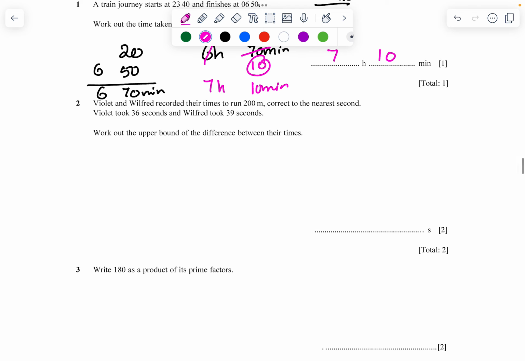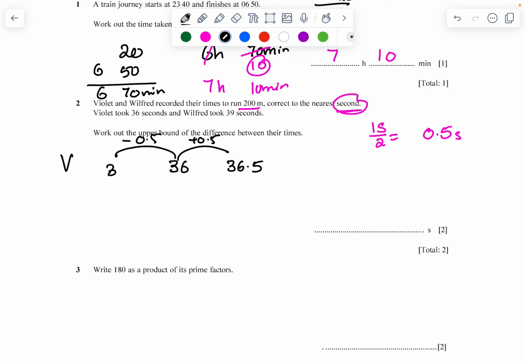Question number 2. Violet and Wilfred recorded the times to run 200 meters correct to the nearest second. Nearest second, so 1 second divided by 2 is going to be 0.5 seconds. For Violet, 36, add 0.5, that's going to be the upper bound. Subtract 0.5, that's going to be the lower bound. For Wilfred, it is 39 seconds. Add 0.5, that becomes the upper bound. Subtract 0.5, that becomes the lower bound.